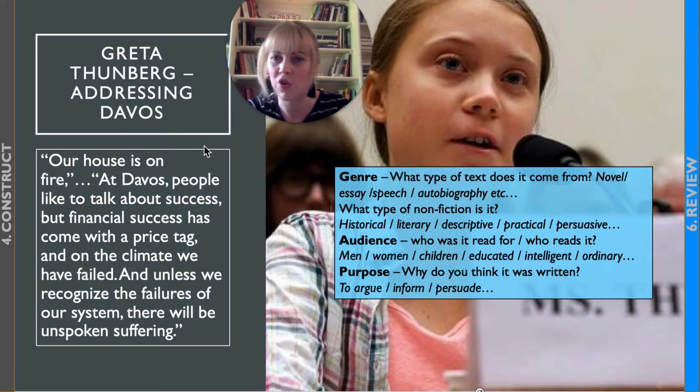And this is what she said: "Our house is on fire. At Davos, people like to talk about success, but financial success has come with a price tag, and on the climate we have failed, and unless we recognise the failures of our system, there will be unspoken suffering." She certainly does not pull any punches there, okay? She's very outspoken. She's making it very clear what she thinks about climate change.